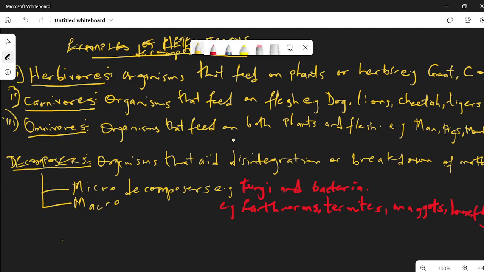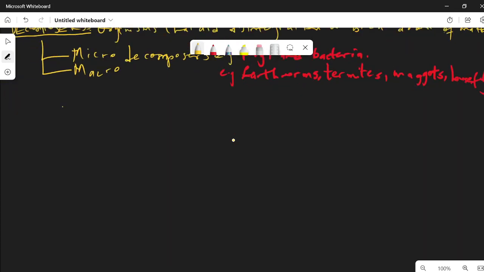Are we together? So we have two types of these decomposers. We have the micro decomposers and the macro decomposers. For the micro decomposers, I gave examples like the fungi and bacteria. And for the macro decomposers, examples we have are earthworms, termites, maggots, housefly, and the rest of those. Is that clear? Yes, sir. Alright, so that is going to make us go to talk about the actual thing we want to talk about today, which is food chain.